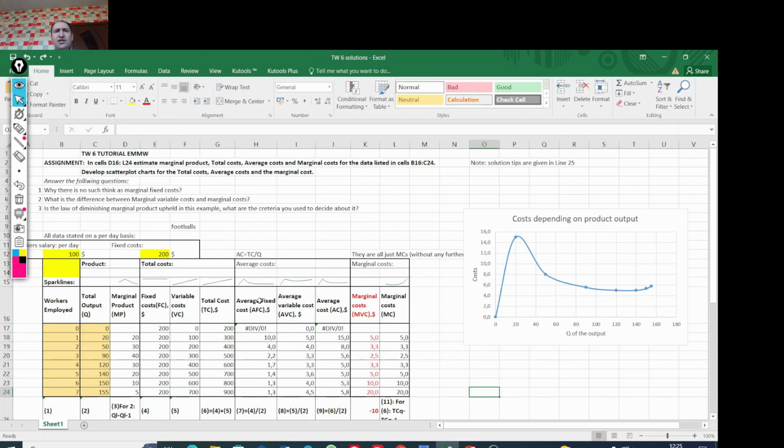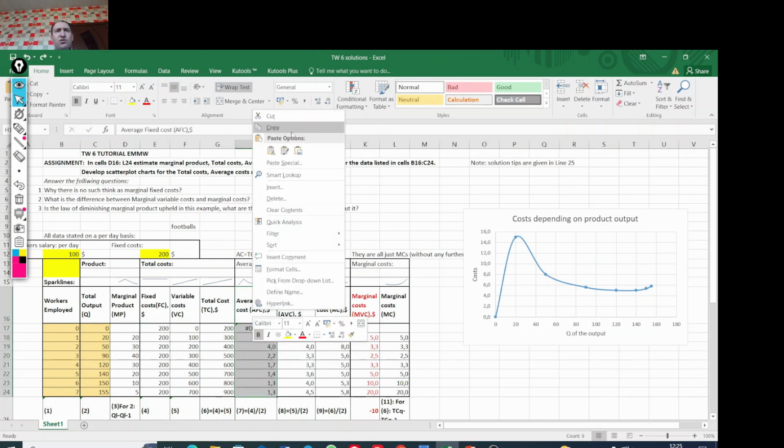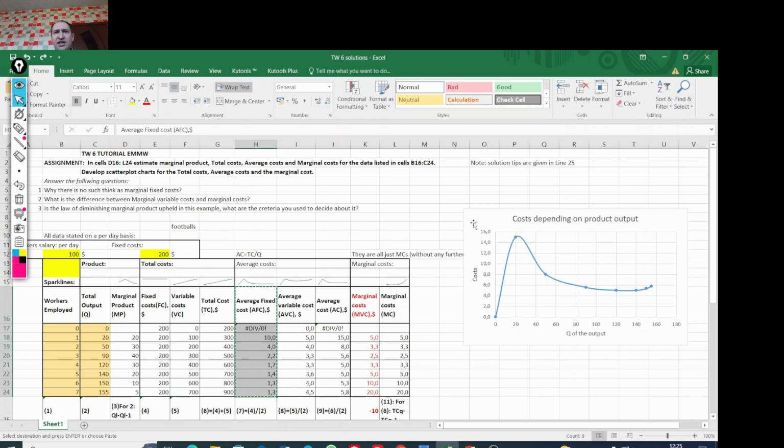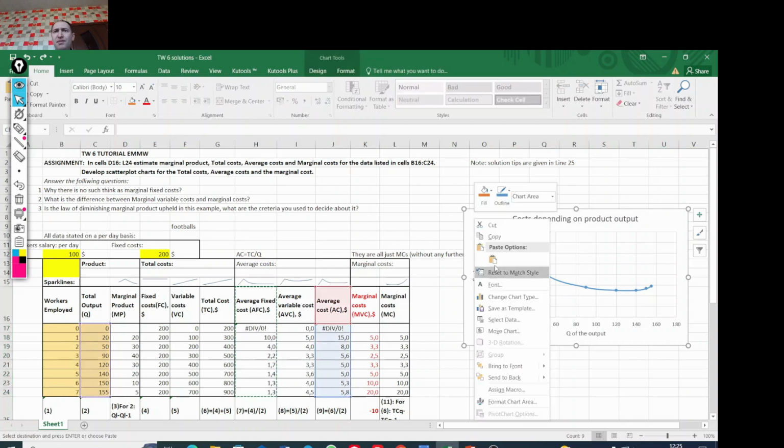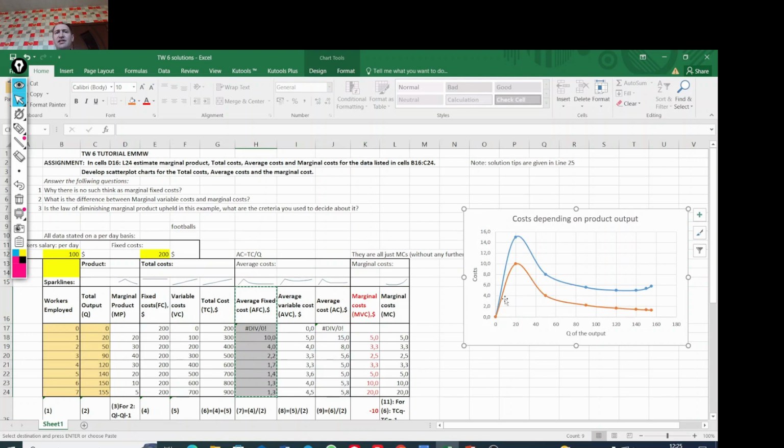That was the average cost. Now I'm selecting average fixed cost, right? I have to copy, of course, the selection, and then go to a blank space on the plane and paste, right? Okay, now I have one more curve added to the chart.